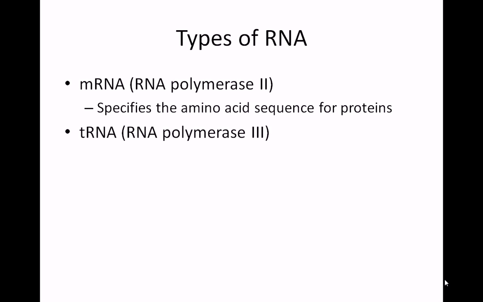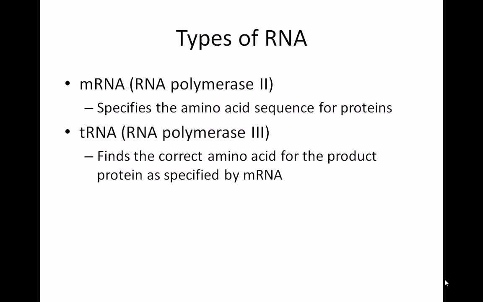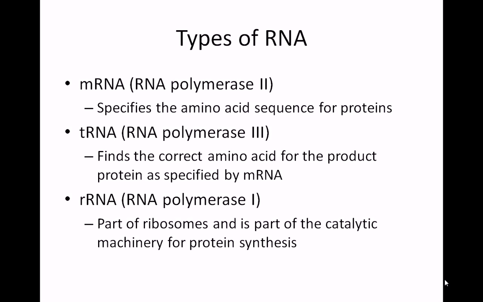Transfer RNA, or tRNA, is synthesized by RNA polymerase III. It interprets the message from mRNA and brings the correct amino acid to the protein-making machinery. Ribosomal RNA, or rRNA, is synthesized by RNA polymerase I. It is a key part of ribosomes, the protein-making machinery of the cell.